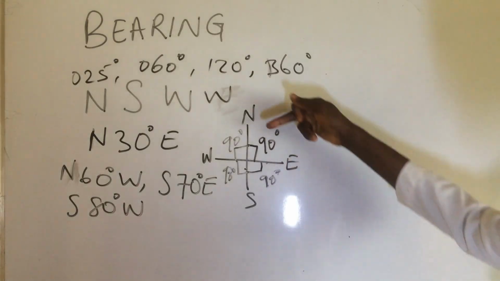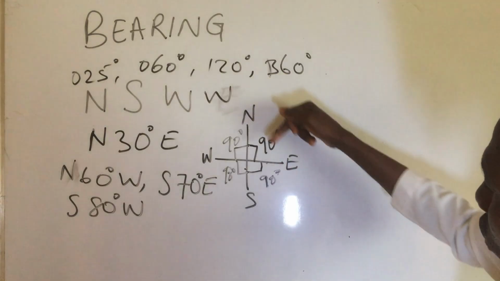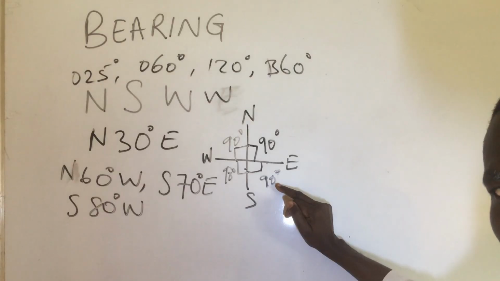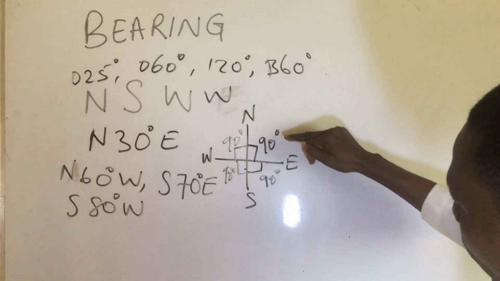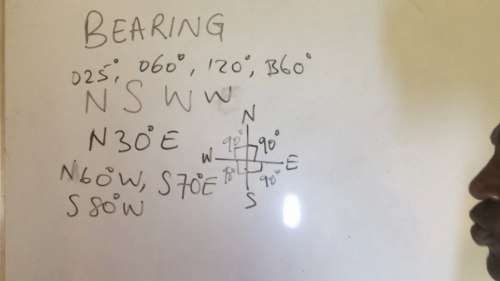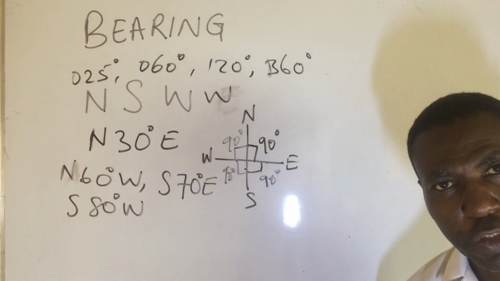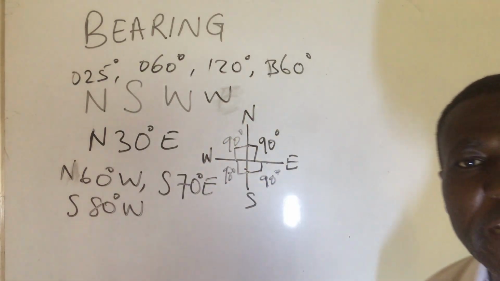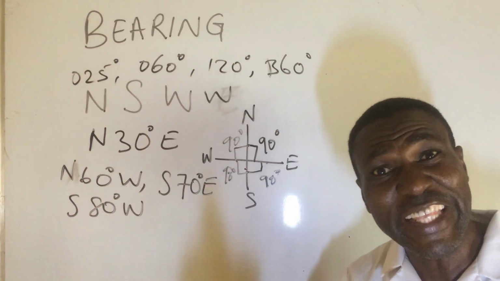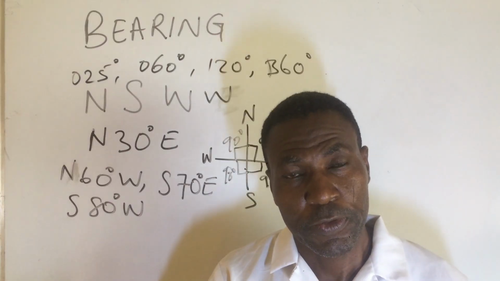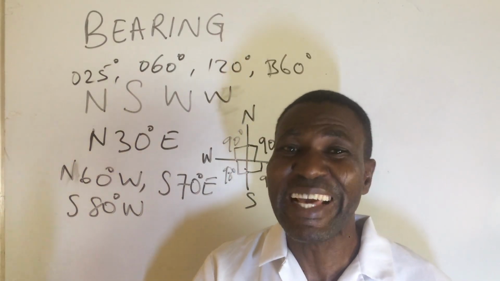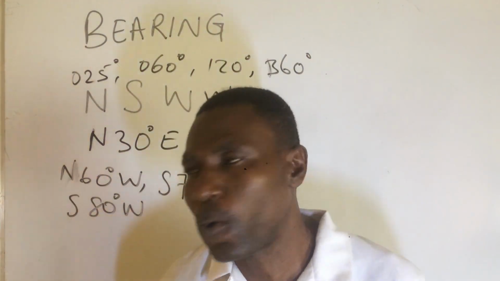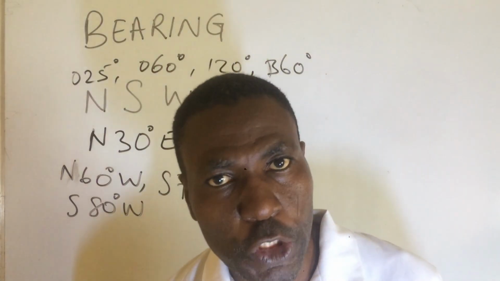That means from north to east is 90 degrees. From north to south is 180 degrees. From north, moving clockwise to west is 270 degrees. And from north going around to go back to north again is 360 degrees. Therefore, the total angle at a point is 360 degrees. Therefore, the total angle in bearing, the highest angle we will be using, is 360 degrees, all right?